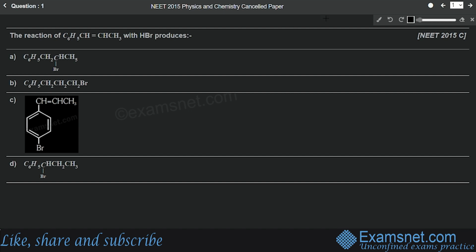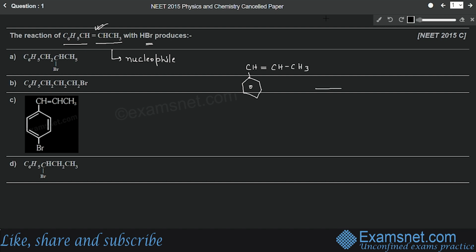The first question is from the chapter hydrocarbons, and the question is: the reaction of C6H5CH=CHCH3 with HBr produces... Okay, so we have an alkene given here, and we know that an alkene acts as a nucleophile. Let's draw the structure of this alkene. We have a benzyl group, so this is your benzene ring. It is attached to C, then this C has H, then double bond CH, and then CH3. This is the structure of the given alkene.